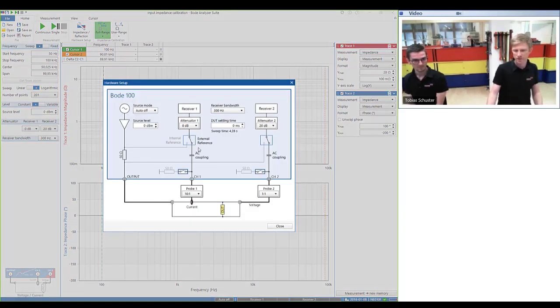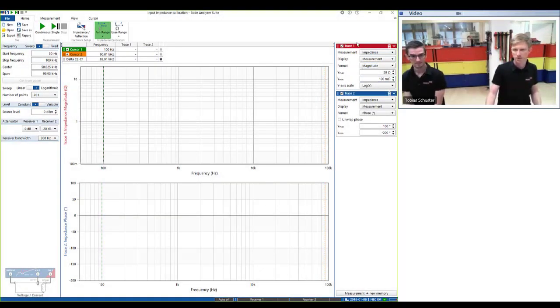How did we configure the hardware? The receiver 1 probe was set to 10-to-1 because the current monitor of the J2121 is a 10-to-1 monitor, so it will give 100 millivolts per amp. The receiver 2 is set to 1-to-1 high impedance because we have directly connected the BNC cable to the input, so we don't have a 10-to-1 probe there. On trace 1 I'm going to show the magnitude of the impedance, and on trace 2 the phase of impedance, and now we can already start the measurement.